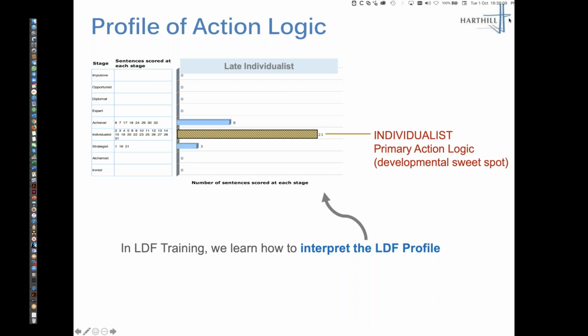The other action logics obviously are also important and are part of the way in which they seem to be making meaning at the moment. So we can train coaches to use the LDF not just as a profile graph and as a psychometric, but as part of a broader developmental approach to coaching.